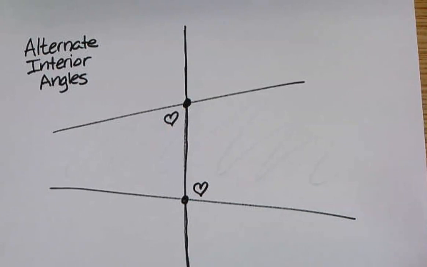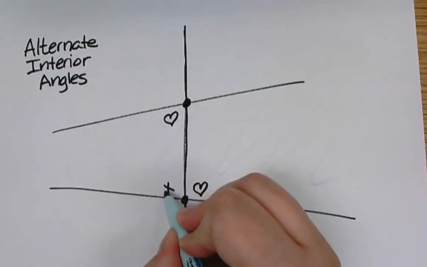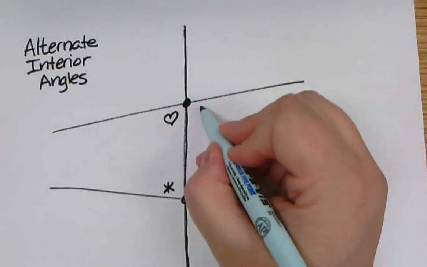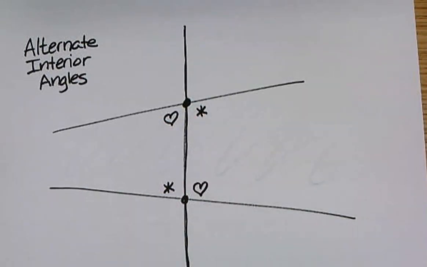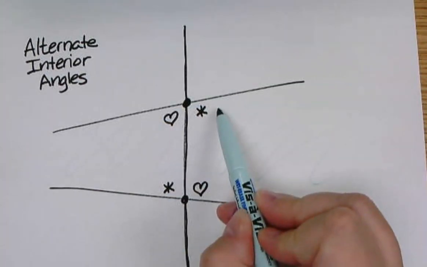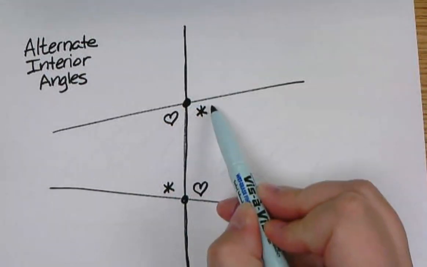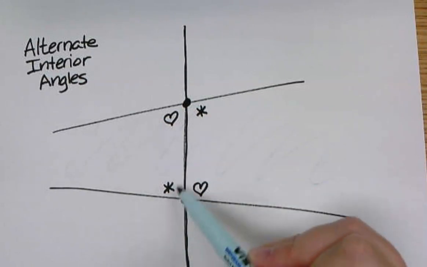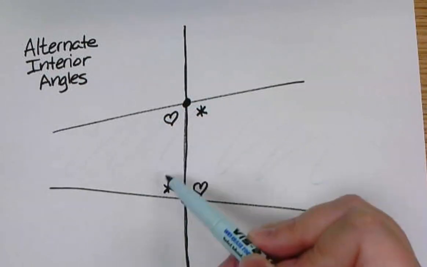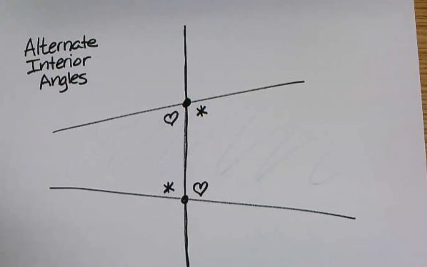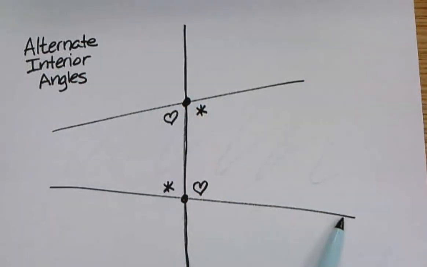That's not my only pair of alternate interior angles. There are two. The other one would be this angle right here and this angle right here. One is on one side of the transversal, the other one is on the other side. One's at one intersection, the other's at the other intersection, and they're both on the interior. They're both between the two lines. These lines aren't parallel, the two lines that are crossed by the transversal. So those are my alternate interior angles.